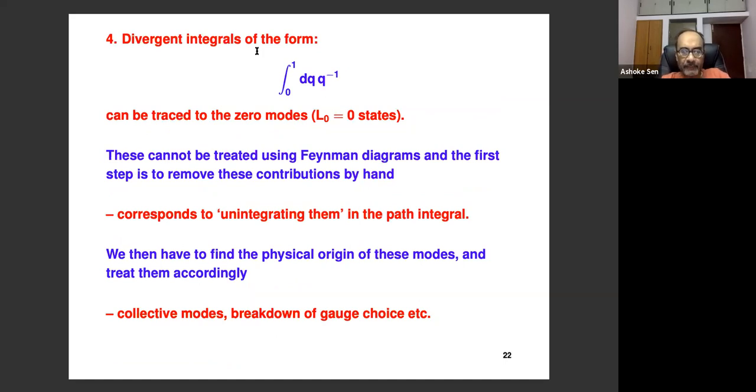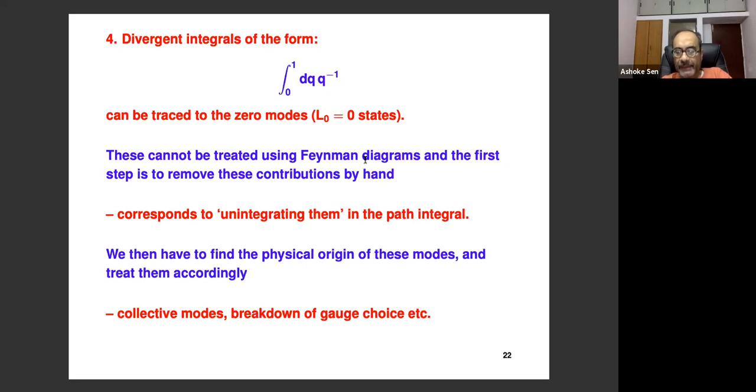So this is what I said: the divergent integrals of this form, the logarithmic divergence. These can be traced to the 0 modes. And these cannot be treated using Feynman diagrams, right? Because in this case, remember that there is no continuous momentum that you can adjust. So if you encounter a 0 mode in the internal line of a propagator, that means that you are doing something wrong, because the 0 modes cannot be treated using Feynman diagrams.